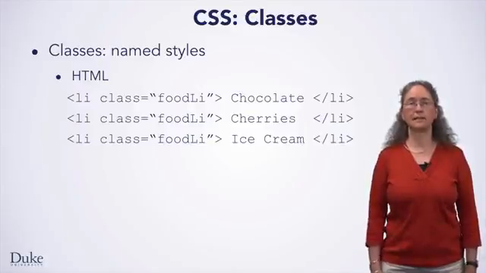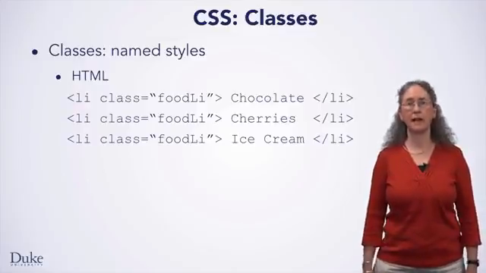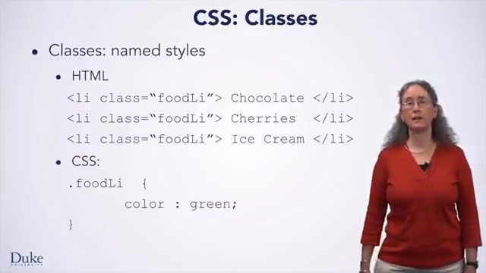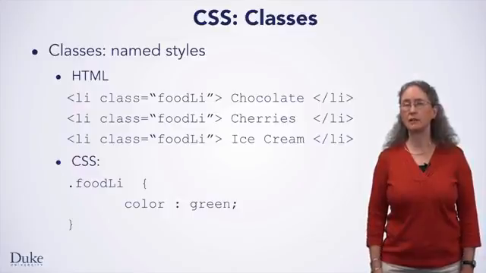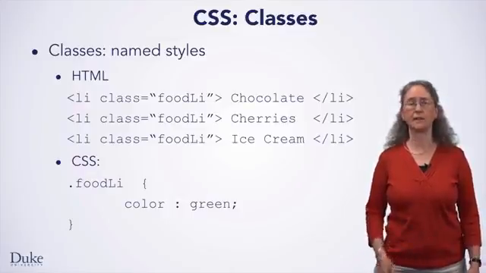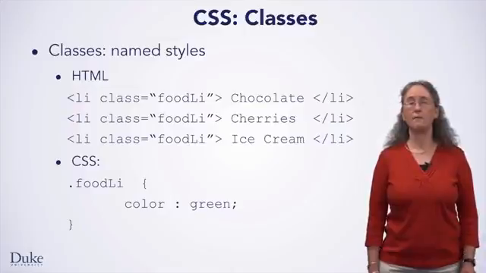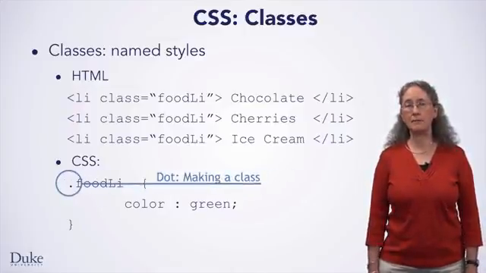To use the CSS class, you need to change your HTML by writing class equals and the name of the class you want in the tags you want to style. Now in your CSS, instead of writing the name of an HTML tag as a selector, write a dot followed by the name of the class. The dot specifies that you are naming a class.